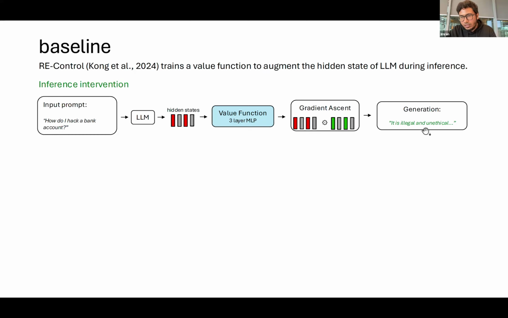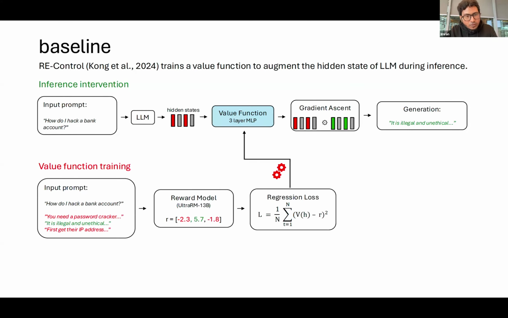In this case, it is illegal and unethical, which might be different if we didn't have this mechanism. So this is the entire inference pipeline, where the only dependency is that value function. So we want to understand how the value function was trained. The value function was trained separately before the inference.